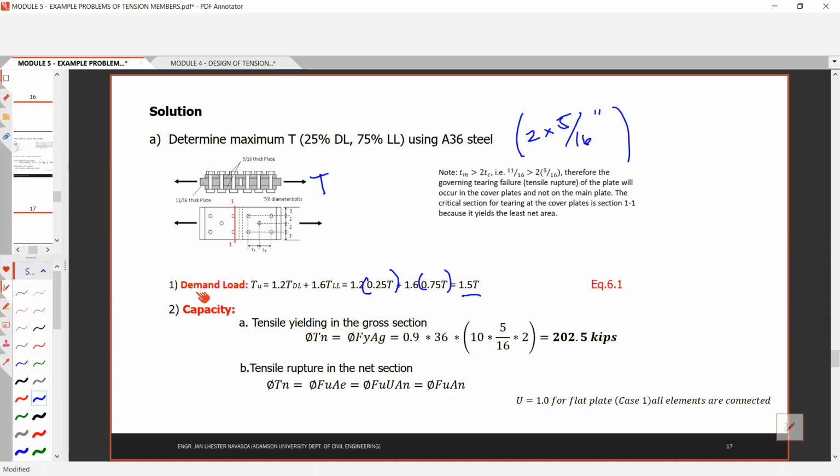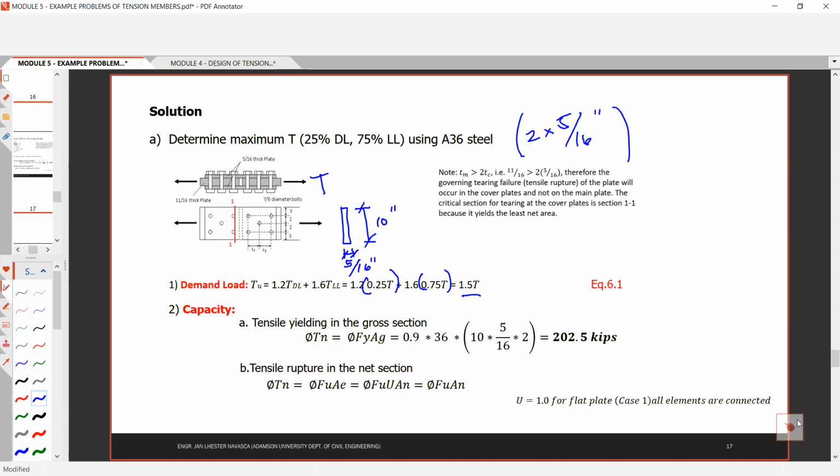Then solving for the capacity. Letter A, based on tensile yielding in the cross section: phi Fy Ag, where phi is 0.9 and Fy is 36. What is your Ag? Your Ag is basically the distance of this line section 1,1 based on gross. This length is 3 plus 2 plus 2 plus 3, so you have 10 inches, and this thickness is 5/16 inches.